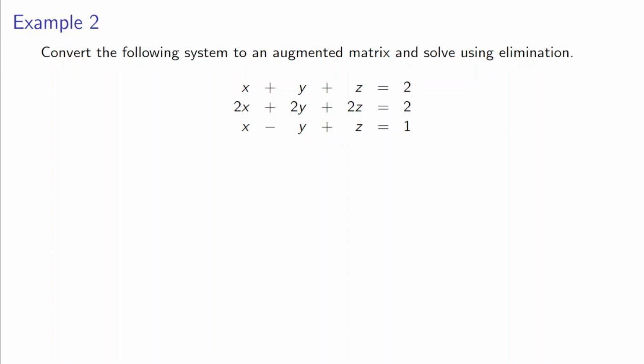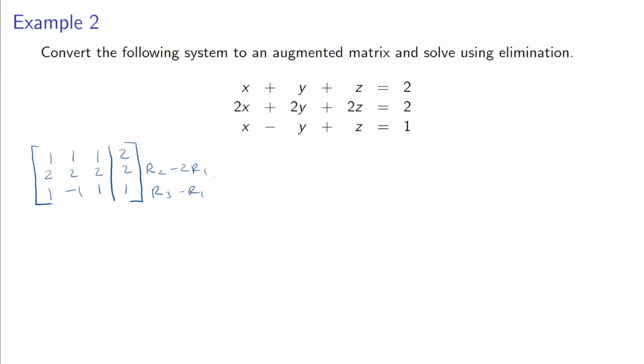In this example, we've got 3 unknowns and 3 equations. So let's start by, again, writing that augmented matrix. That's going to look like 1, 1, 1, vertical line, 2, and then 2, 2, 2, 2, and then 1, minus 1, 1, 1. So our first step would be to do R2 minus 2R1 and R3 minus R1.